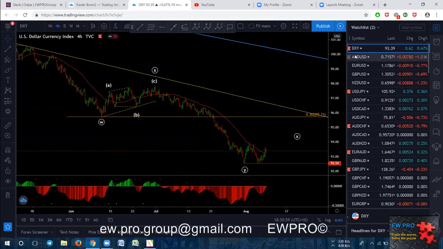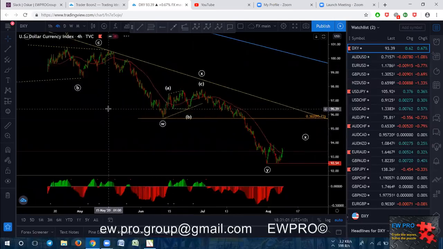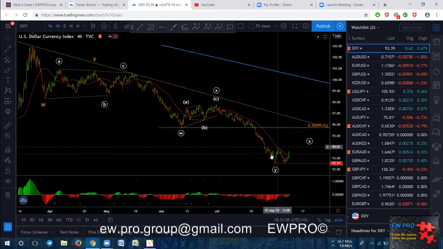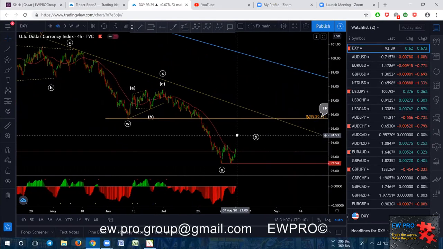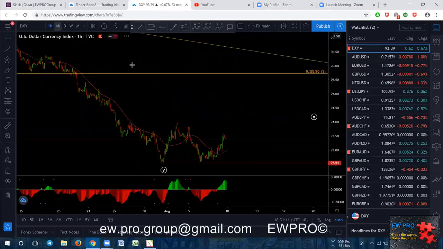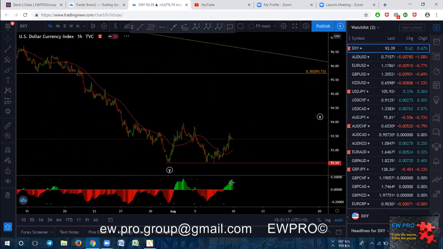We'll take a look at DXY to start off with. I'm looking at this as a WXY. We're getting a correction in here for more downside on the H4. If we look on H1, we've broken this low. So that's why I'm looking at this as a, get me pen.